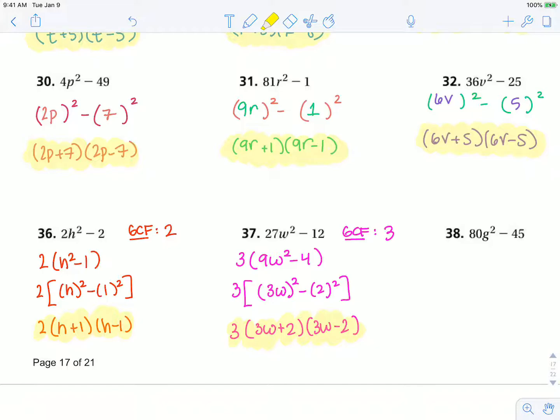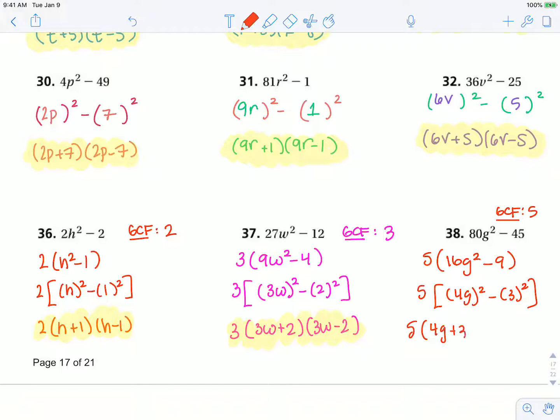And last but not least, we have 80g squared minus 45. And we know that the GCF between these two terms is 5. So if we factor out a 5, that leaves 16g squared minus 9. I recognize that that binomial is a difference of squares. It is 4g squared minus 3 squared. So that is going to factor to be 4g plus 3, 4g minus 3.